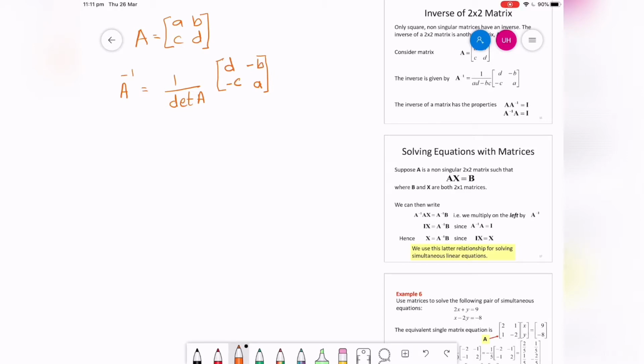Okay, so how to find the determinant? The determinant of A, from the original matrix, is a times d, so it's ad minus b times c. So this is the determinant of A.